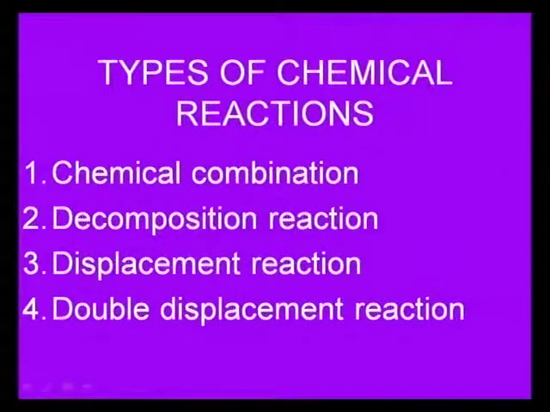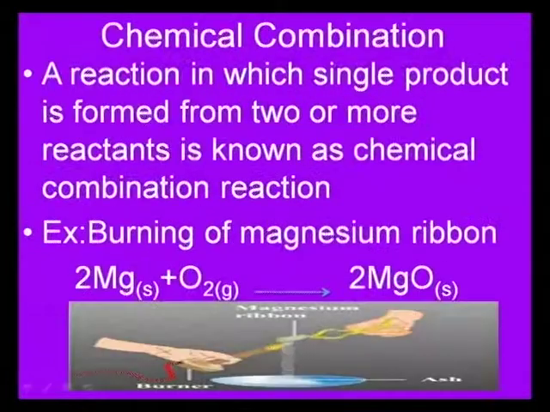So today we have learned about types of chemical reaction. What are they? First is chemical combination, second is decomposition reaction, and third is displacement reaction. And what is the fourth one? Yes, double displacement reaction. So first we have known about chemical combination.